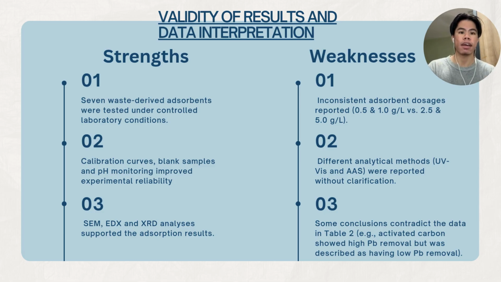Okay, next is regarding validity and the interpretation of data. The study is strengthened by control conditions, blank samples and physical surface analysis like SEM and XRD. However, key inconsistencies weaken the reliability. Dosage reports conflict between the text and abstract. The measurement method switches between UV-Vis and AAS. The text incorrectly claims activated carbon had low lead removal, despite Table 2 showing that it had 98% efficiency. Particularly, these data discrepancies hinder reproducibility.